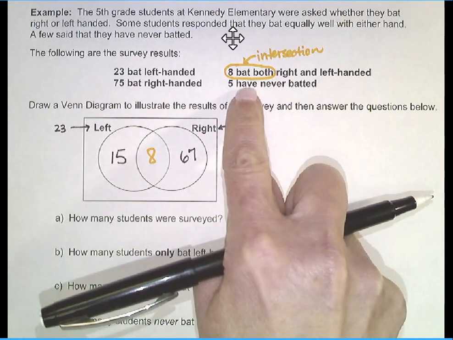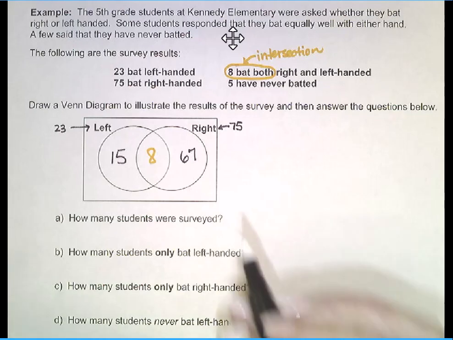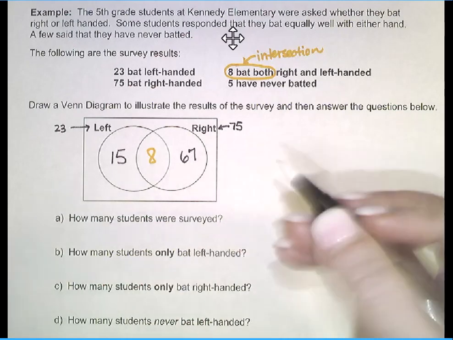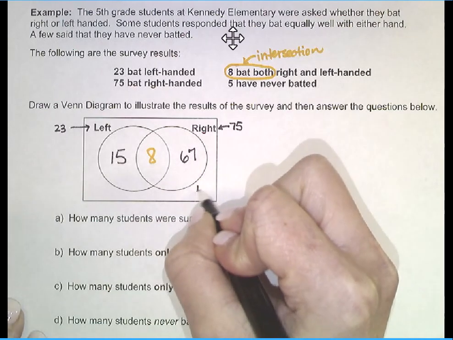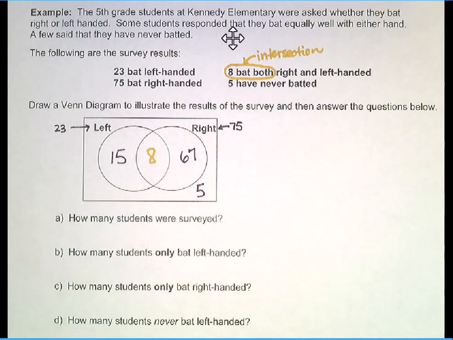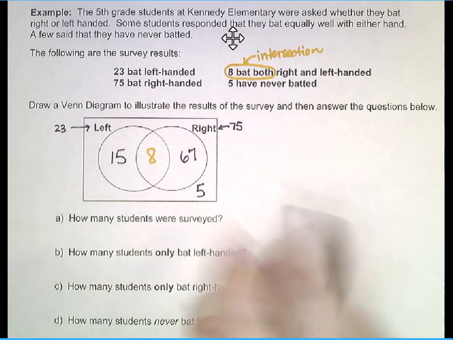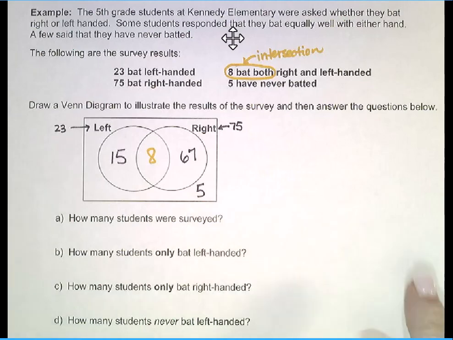And then it says there's 5 that have never batted. So we don't boot them out of the rectangle. They're still in the class. They're just not inside the left and right hand circles. So we'd put those 5 people out here. So always, always start with your intersection and then kind of work your way out. You will have to do some subtraction.